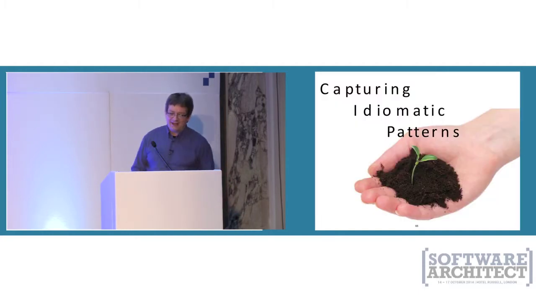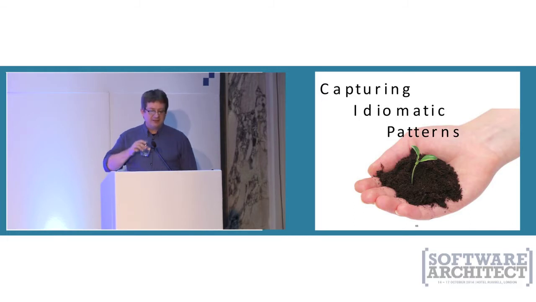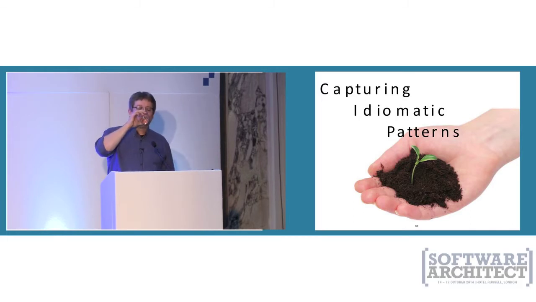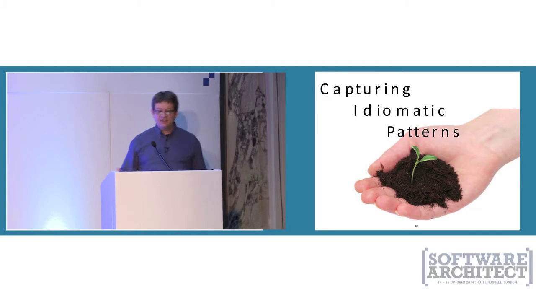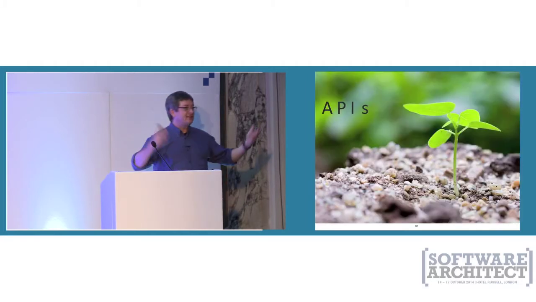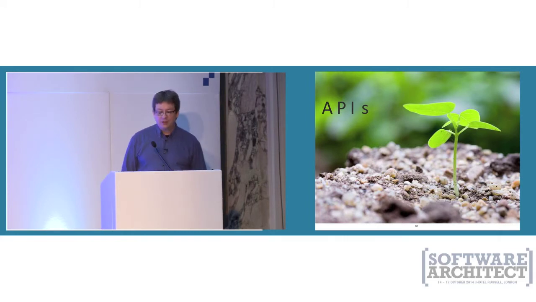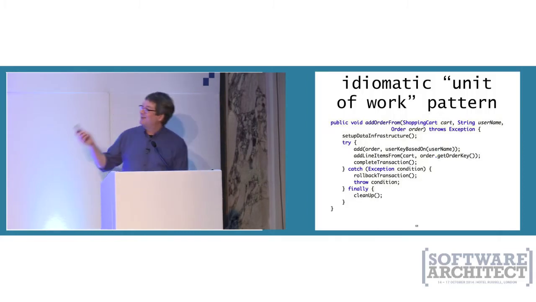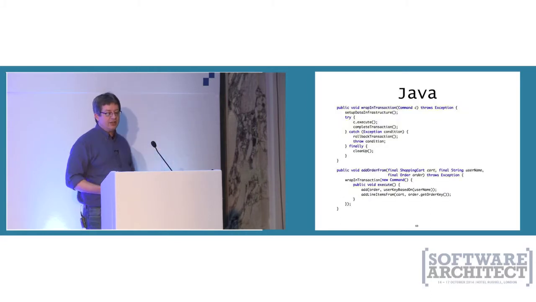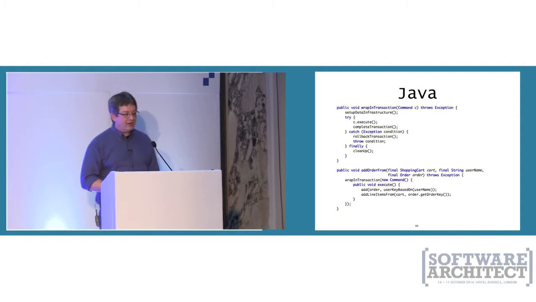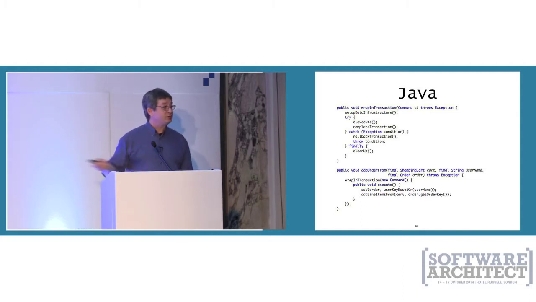So once you've identified these things, how do you capture them and take advantage of them? The first and easiest way is just harvest as an API. You already call frameworks and APIs all the time, and so that's an easy way to do this. So I go back to this idiomatic unit of work pattern that I discovered out of my code base. The easy way to do this, of course, in a language like Java, particularly pre-Lambda Java, you use the command design pattern and abstract that away and pull that code into its own little thing.